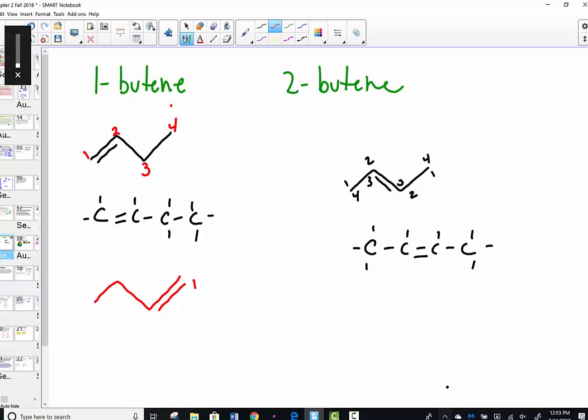This is still 1-butene. To make 2-butene, we put the double bond between carbon 2 and carbon 3. And you know what? Either way you order them, you come up with the same structure. So there's just one correct answer. So we've practiced a little bit of nomenclature along with the ENE ending.